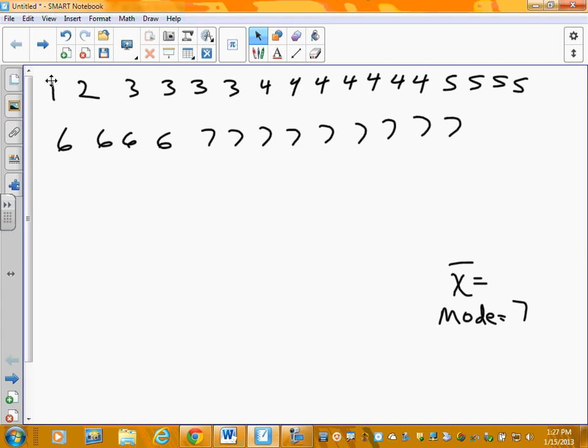If you mean no mode, either write no mode or NA, not applicable. You don't apply this answer to that question. But don't put 0 unless that's what you mean. Leave that blank. So anyway, the mode is 7.